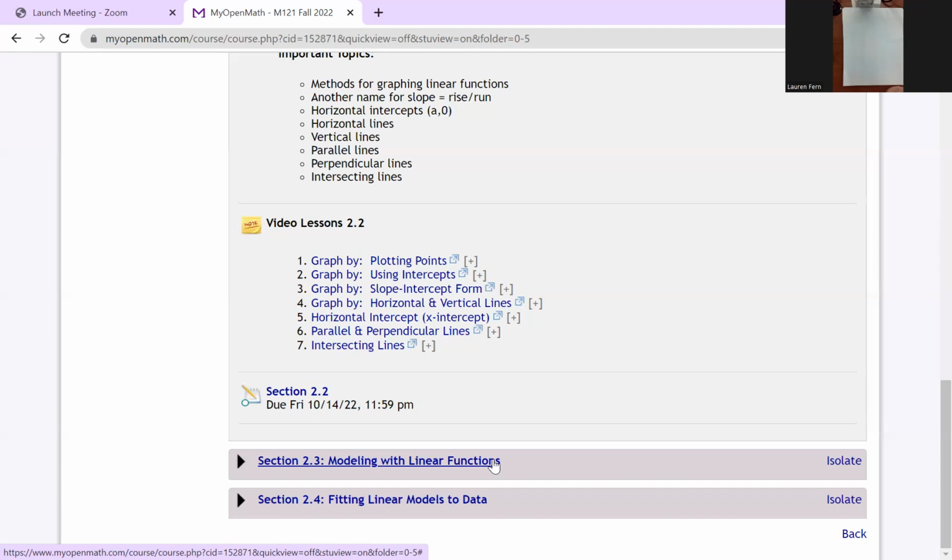Okay, yes. It's a written one because then you get partial credit. Yeah.